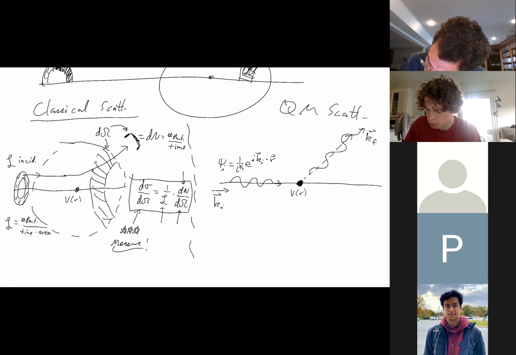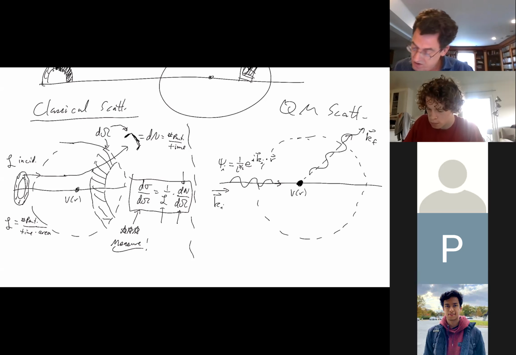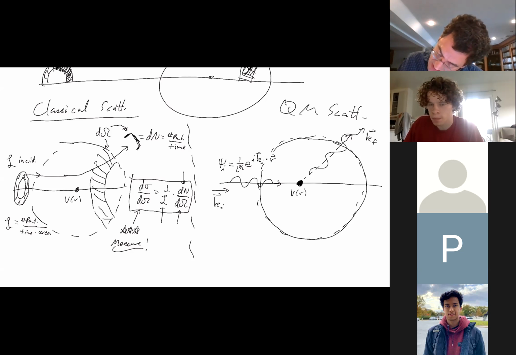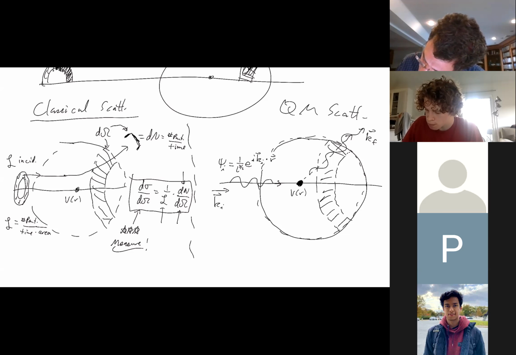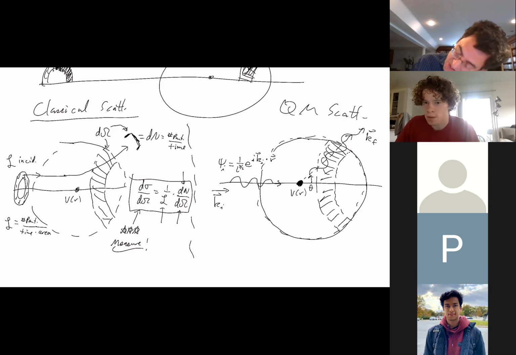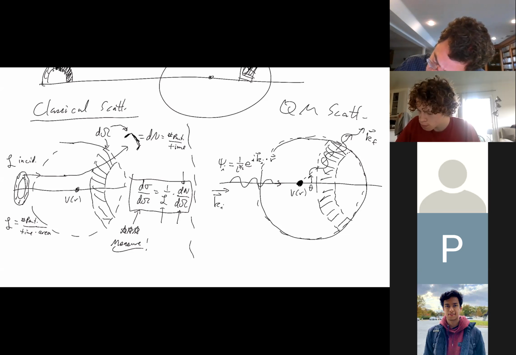Let's draw the construct before I write the equation. Now let's draw the sphere, because I want it in your mind that the pictures are connected. So there's a sphere. I can draw a sphere around this spherically symmetric potential. And then I can say that this final direction defines a solid angle, and I can do the same thing. I can define this solid angle, and there's an angle here, theta.